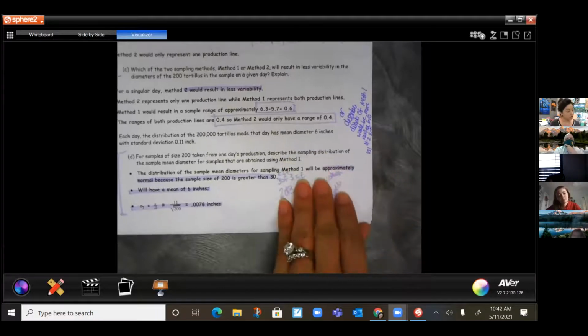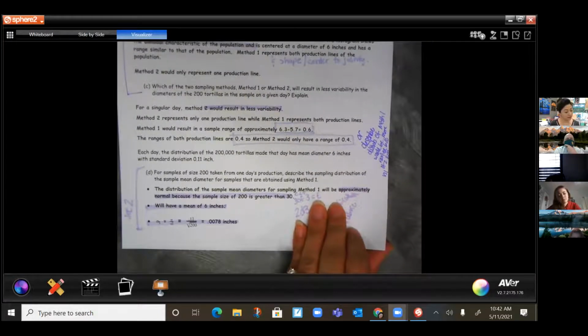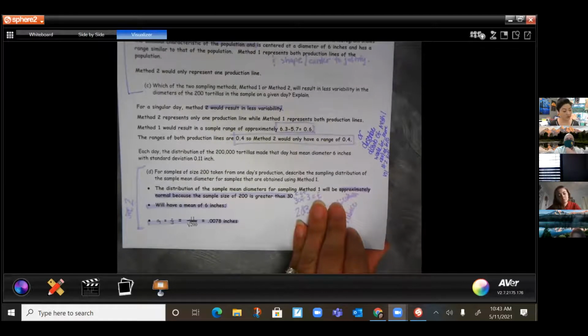So if you got all 3 parts A, B, and C correct, that's an E for that section. If you got 2 out of the 3 parts, that's a P.